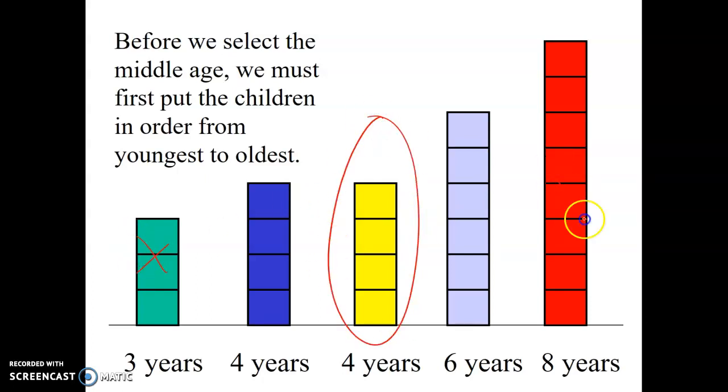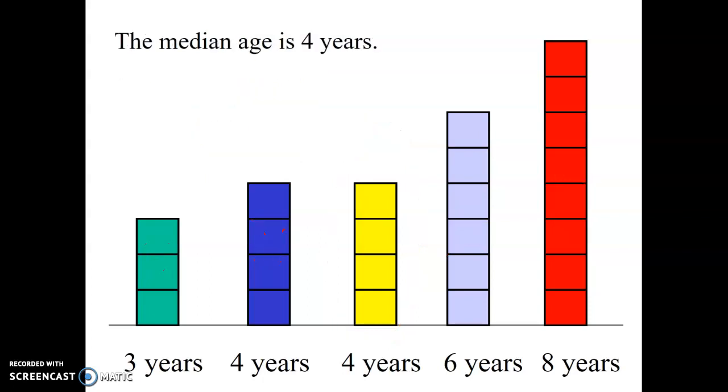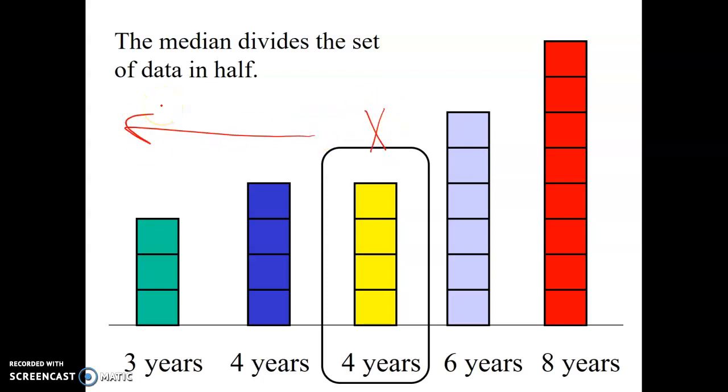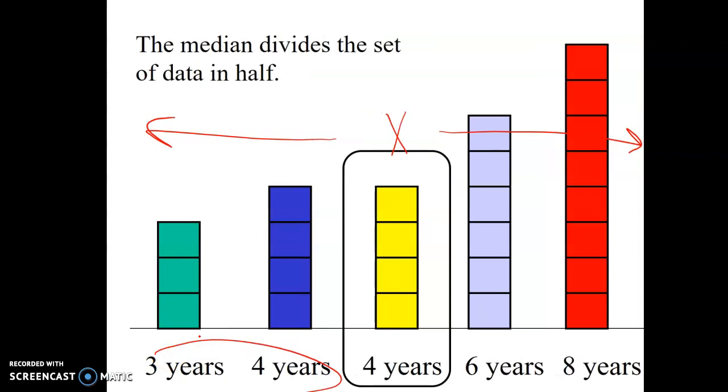So these guys are the outsides. These guys come next, so they're not it. The child standing in the middle is a 4-year-old. So therefore the median age is 4 years. The median divides the data set in half. So meaning, from the median, I'm going to have the same number of data items to the left of the median as I do to the right. And in this case, I've got 2 numbers to the left and 2 numbers to the right.